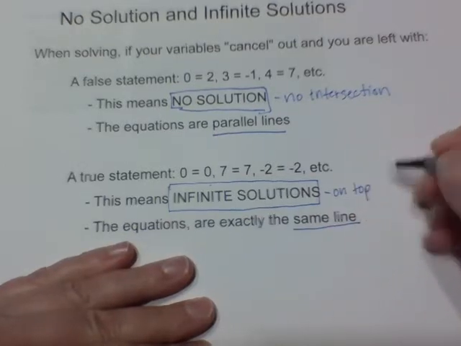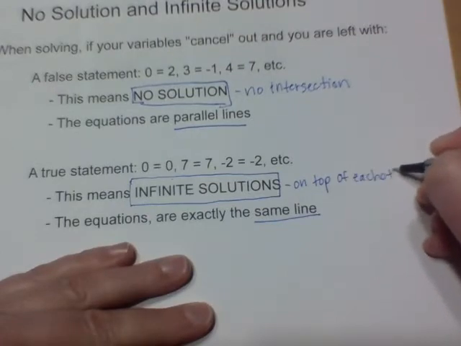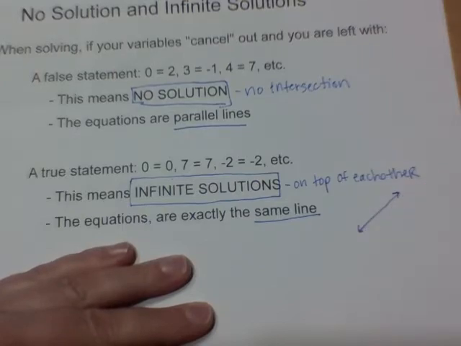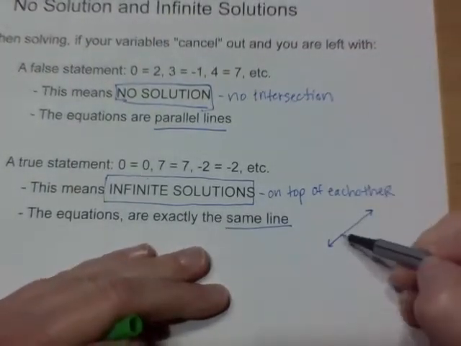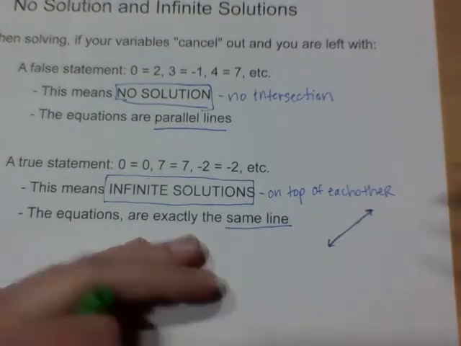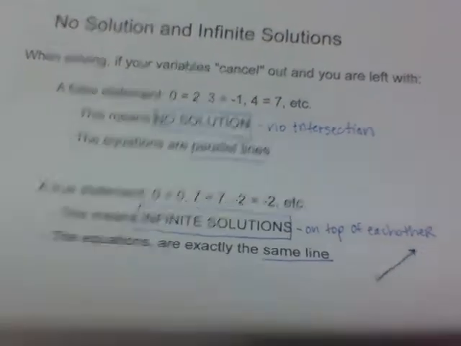So we kind of think of it as on top of each other, because you would have graphed one line and then literally graphed the exact same line directly on top of it. And so you're trying to ask yourself, how many times does this line meet this line? And that would make infinite. Alrighty. So that can happen.